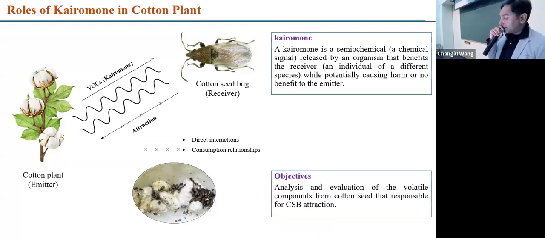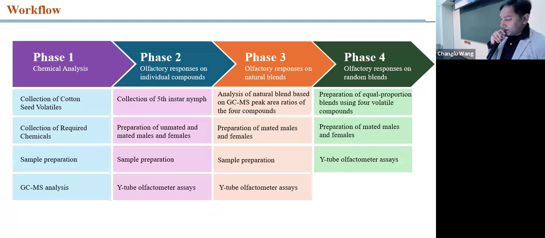Our objective is to analyze and evaluate the volatile compounds from cottonseed that are responsible for cotton seed bug attraction. Here you can see the workflow. In phase one, we collected the cottonseed volatiles, did sample preparation, and then GCMS analysis to analyze the compounds from the cottonseed. In phase two, we collected fifth instar nymphs to get unmated and mated males and females to test, and then did sample preparation, and tested in a Y-tube olfactometer.